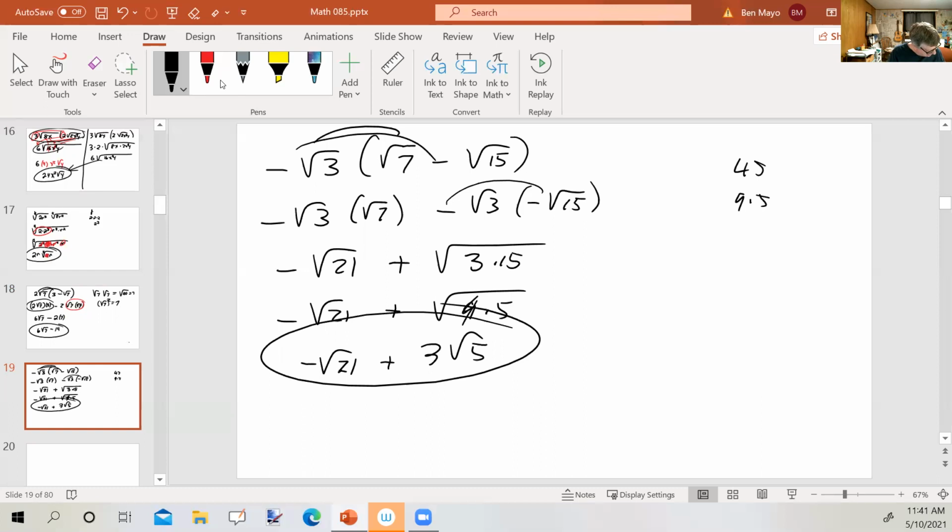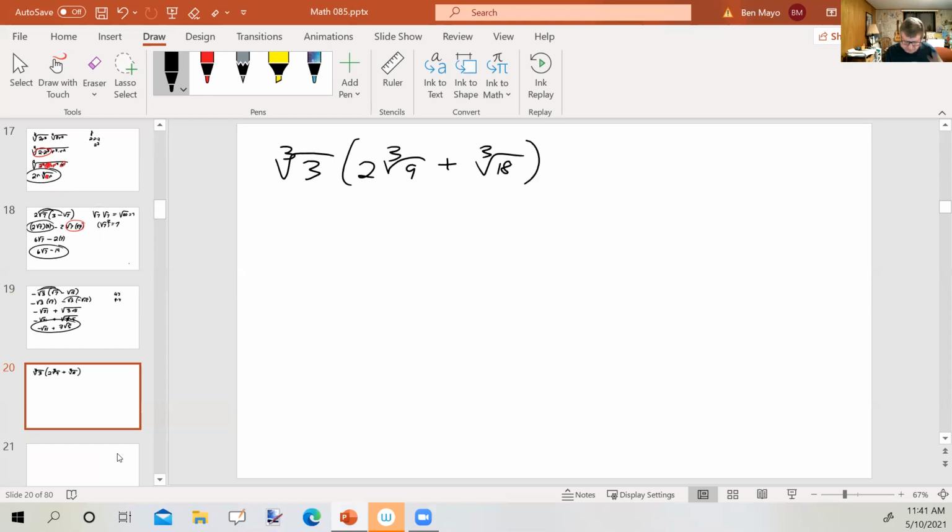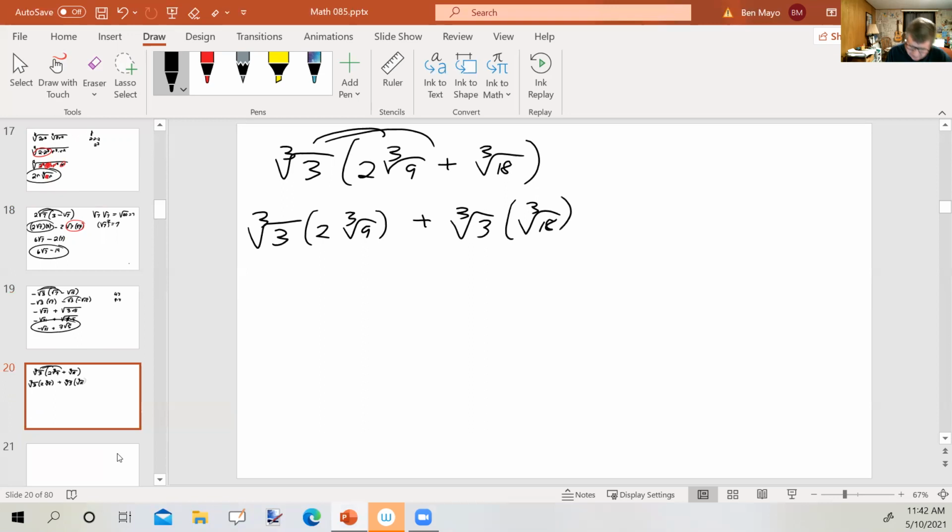And let's see here where we are. How about, let's see here, this one. The cube root of 3 times 2 cube roots of 9 plus the cube root of 18. So the cube root of 3 times 2 cube roots of 9 plus the cube root of 3 times the cube root of 18.